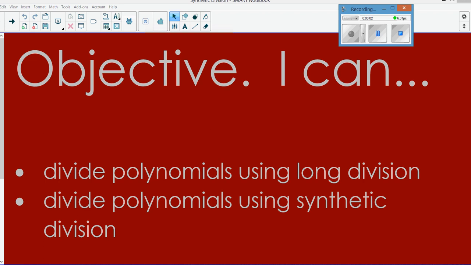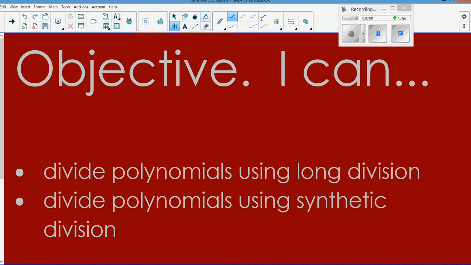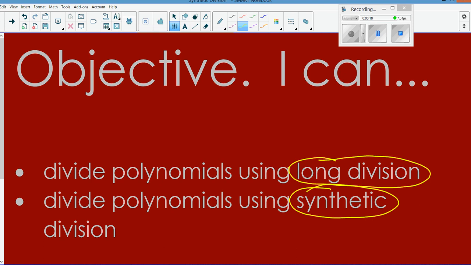Morning, everybody. Okay, so yesterday we talked about how to divide polynomials using long division. Today we're going to talk about how to divide polynomials using synthetic division. And we're going to talk about when you use one versus the other and what the benefits are to each. Synthetic division in general is quicker and easier, but unfortunately there's only specific times you can use it.